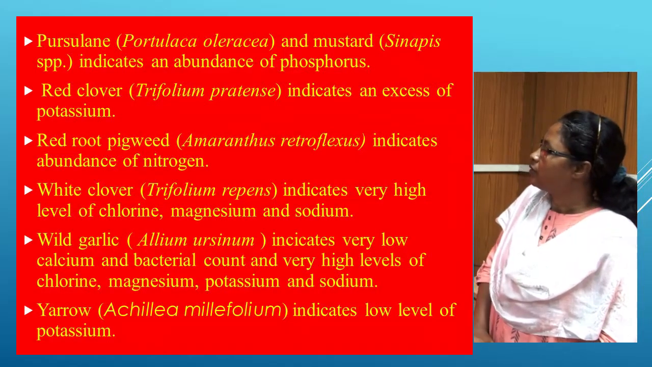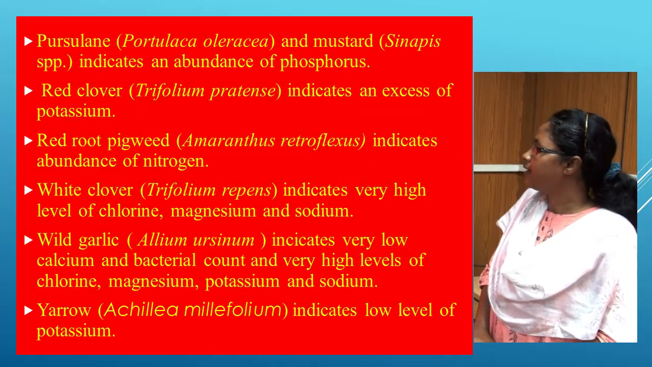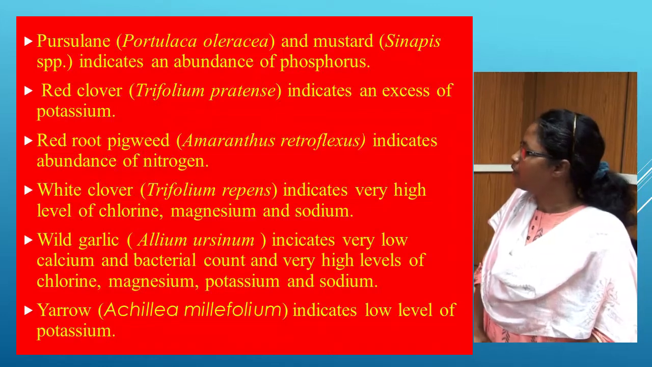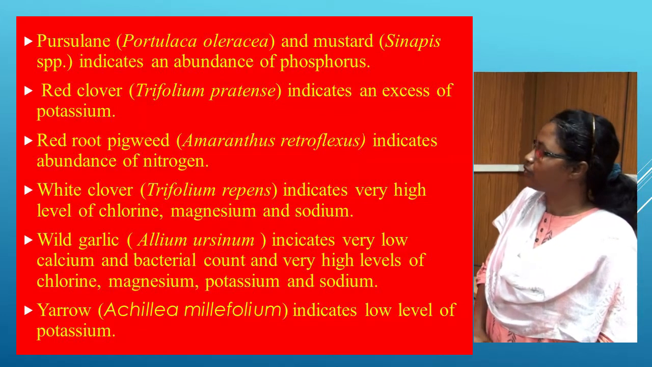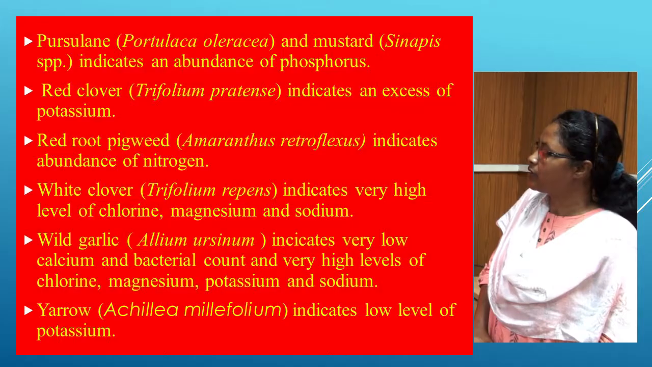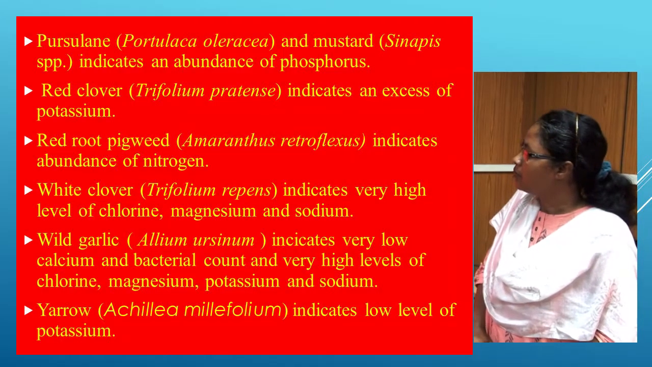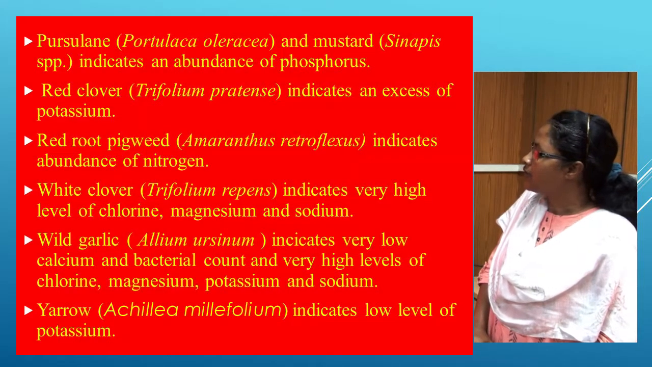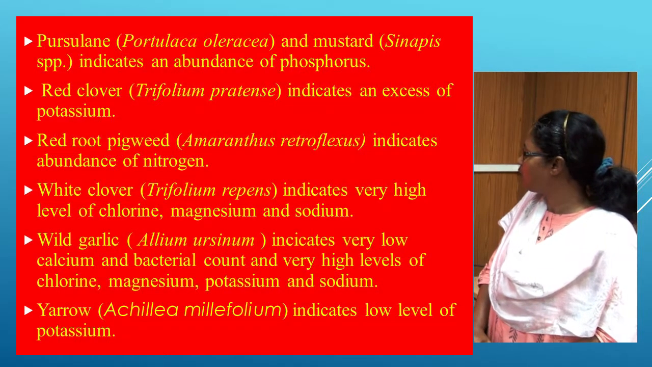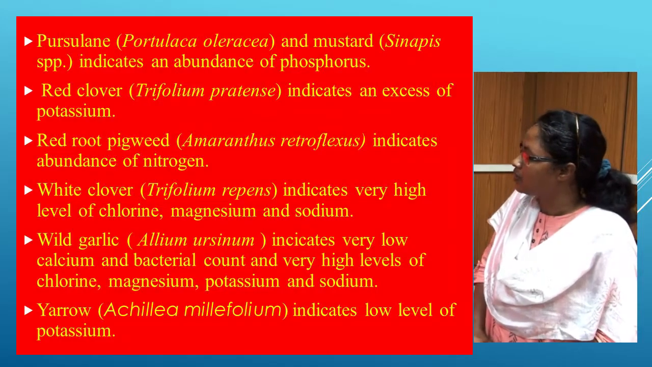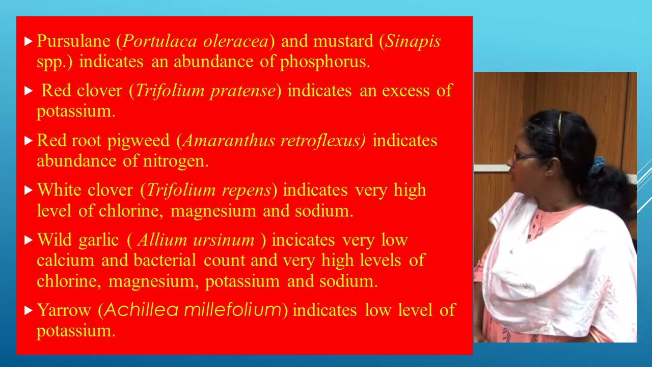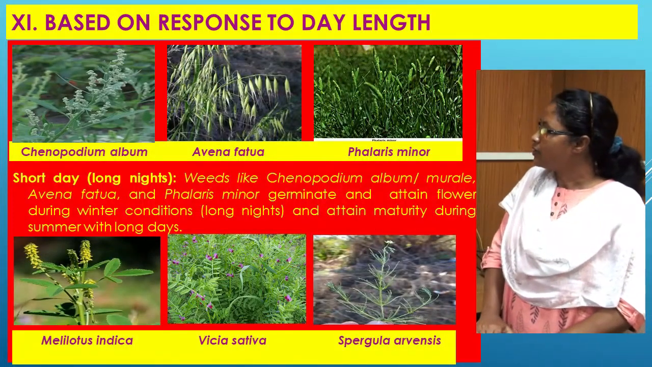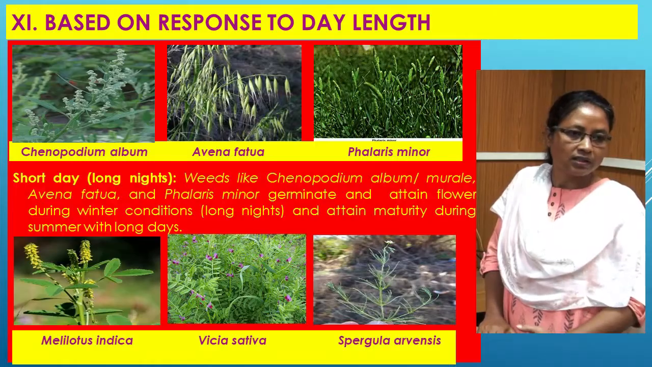Redroot pigweed, Amaranthus retroflexus, indicates abundance of nitrogen. White clover, that is Trifolium repens, indicates very high levels of chlorine, magnesium and sodium. Wild garlic, Allium vineale, indicates very low calcium and bacterial count and very high levels of chlorine, magnesium, potassium and sodium. Yarrow indicates a low level of potassium. So I request Dr. R.R. Upasani to complete the rest of the classification.